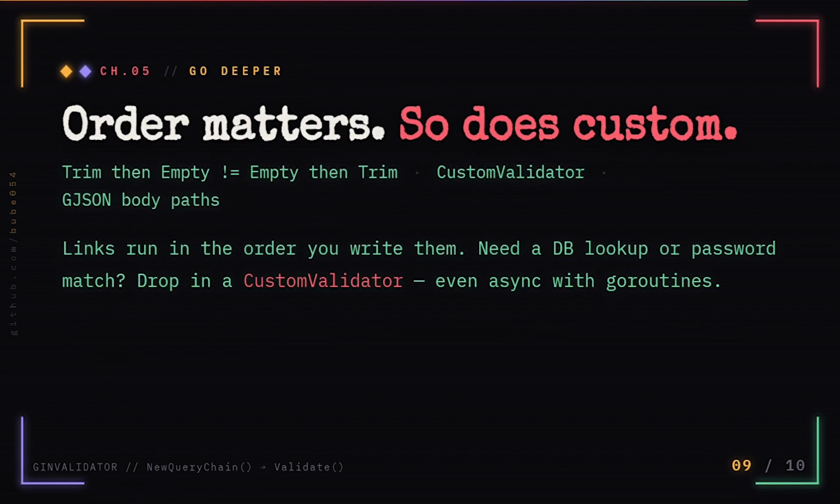Two things for when you pass the basics. First, order matters. Trim then empty, and empty then trim give different results, so the chain runs exactly as you write it. Second, when the built-ins aren't enough, like checking an email against your database, you drop in a custom validator, a function that gets the request and the value and returns true or false. And body fields use GJSON path syntax. The nested JSON like user.profile.email is easy to reach.